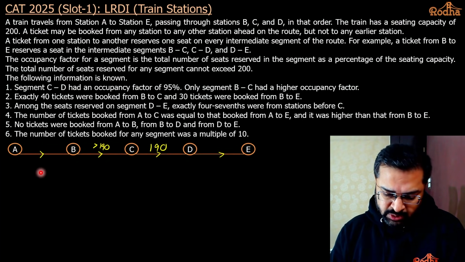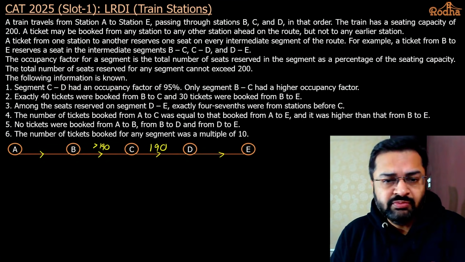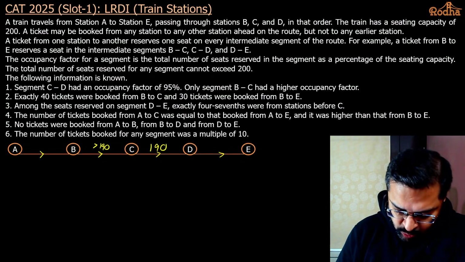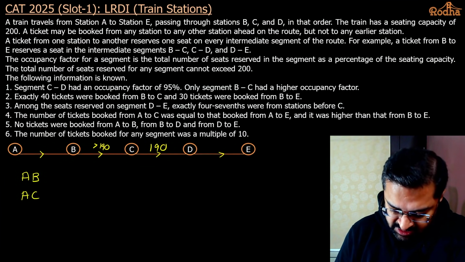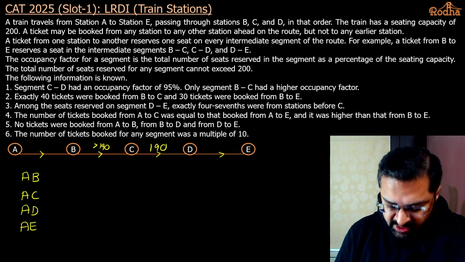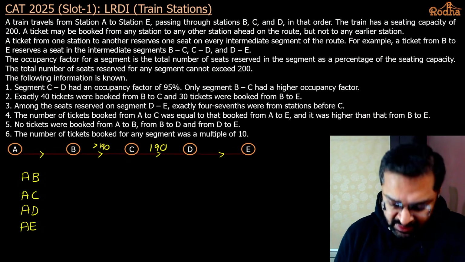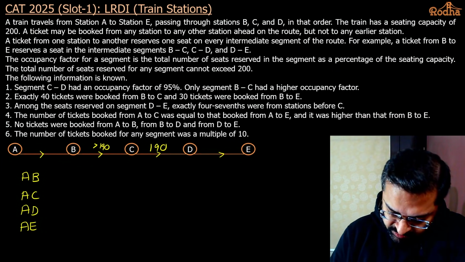So if I have to just list the kinds of tickets that can be booked, if somebody is booking from A, for example, how many kinds of tickets can be booked from A? Can I say AB is 1, then AC, then AD, and then AE? These are the 4 kinds of tickets that can be booked from A. Likewise from B, how many kinds of tickets can be booked?